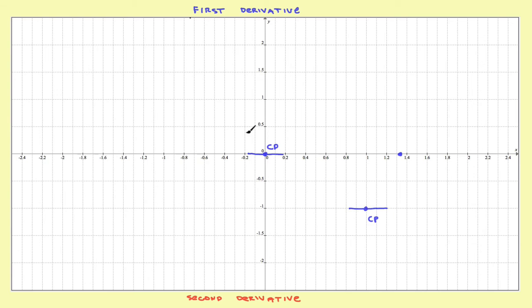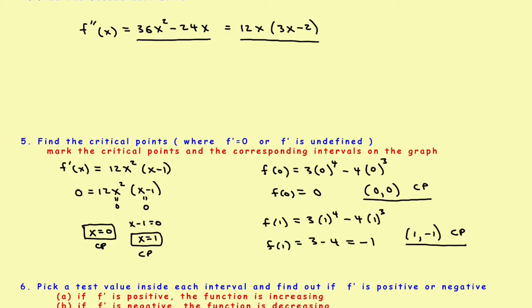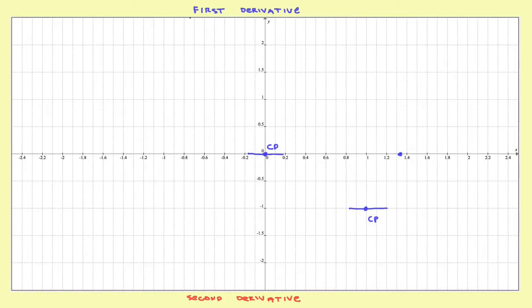So we've got the critical points plotted. Let's go back to our work. Now what the work says is to mark the critical points on the graph, which is what we've done. But it also says, and this is one of the most important things, mark the corresponding intervals on the graph. So the critical points break the graph up into intervals where it might be increasing or decreasing. So let's go ahead and put those on our graph. And again, I always do these things in blue. So what happens, I've got a critical point here. So I'm going to draw in blue a vertical line that goes right through that critical point.